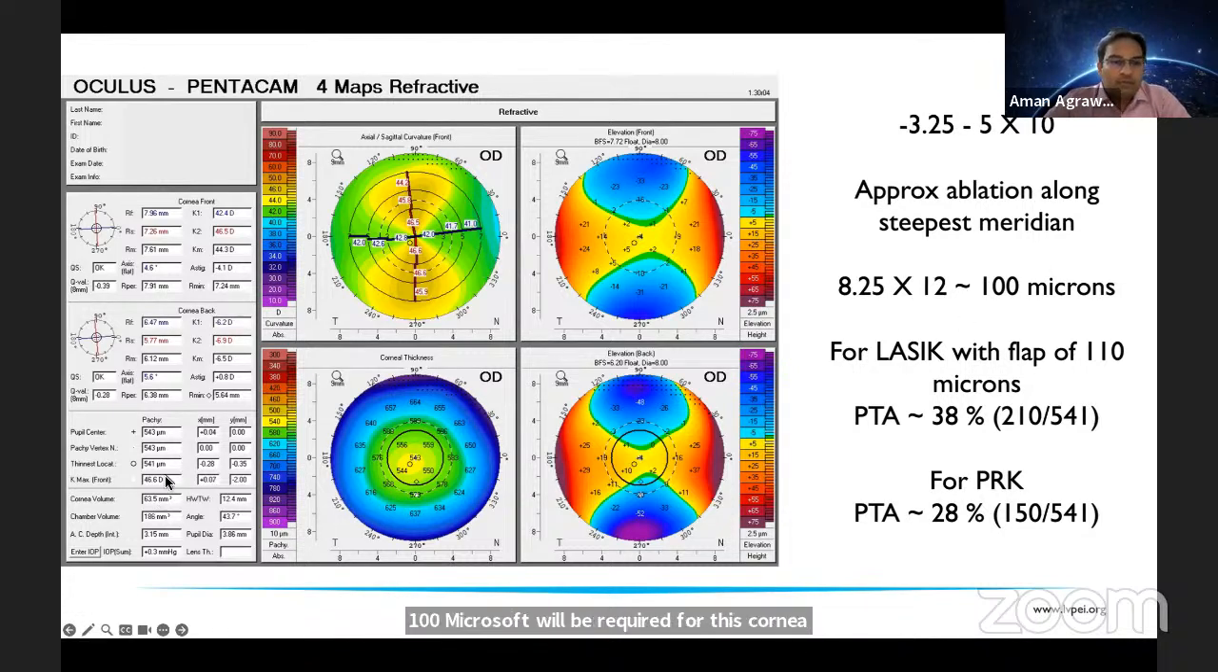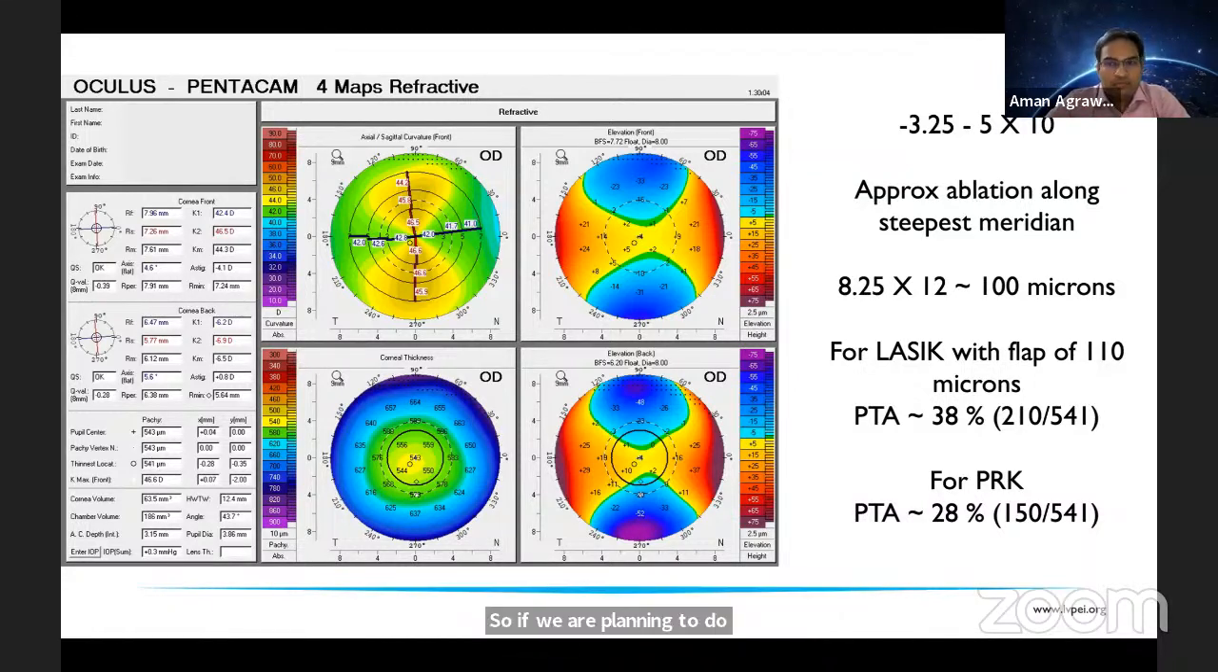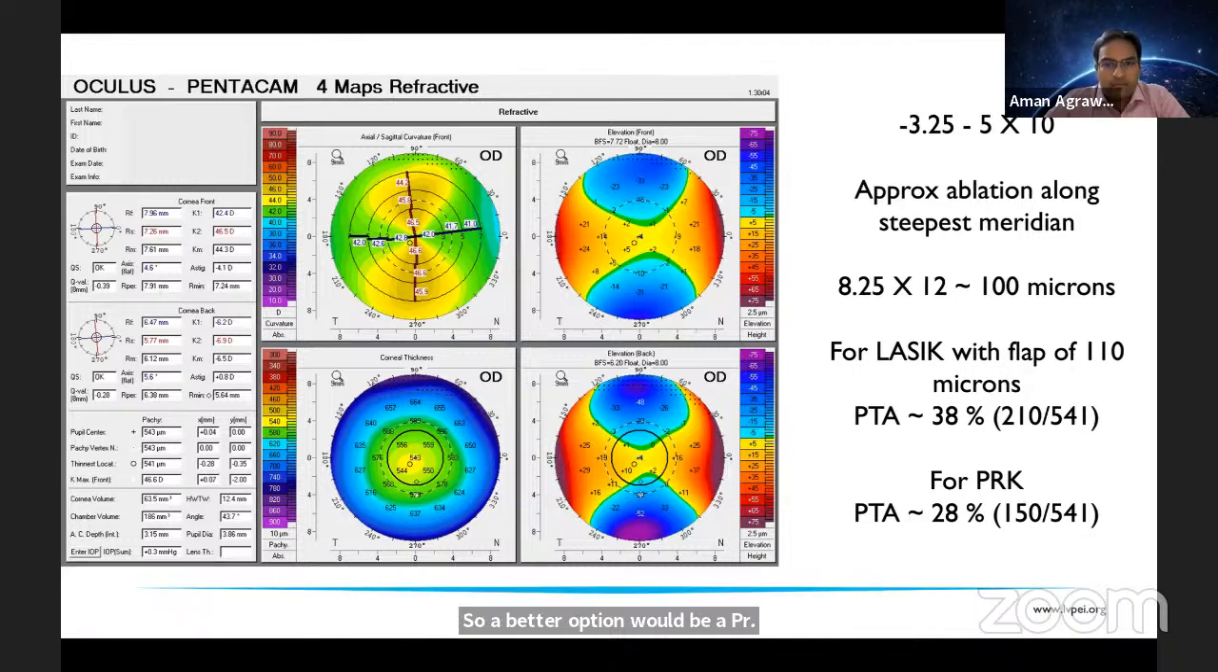cornea. And now we look at the thinnest location of the cornea, which is 541. So if we are planning to do LASIK in this patient with a flap of, let's say, 110 microns, in that case, we see that the amount of tissue that gets altered is about 38%, which is very close to 40%. So we are dealing with a very high PTA when we are planning for LASIK in this patient. A better option would be a PRK, in which we are manipulating a lesser amount of tissue, and the PTA is also lesser. Similarly, when we calculate for the left eye, we will find that PRK would be a better option than LASIK in this patient.